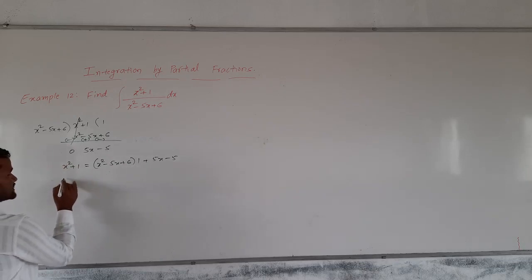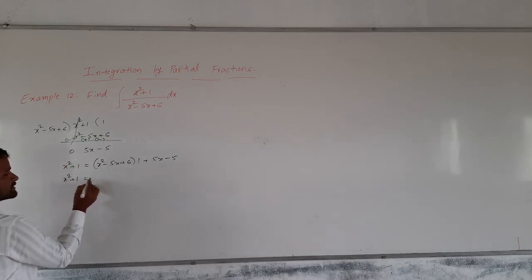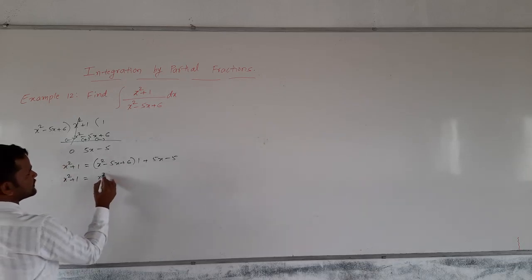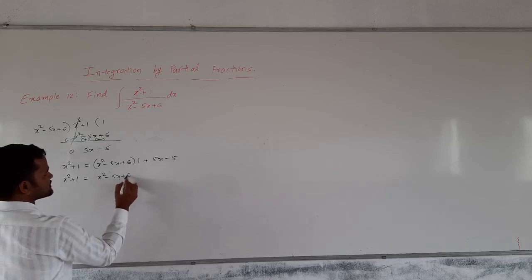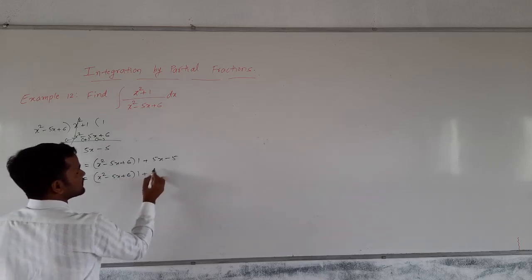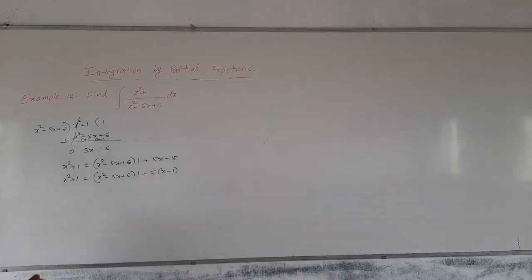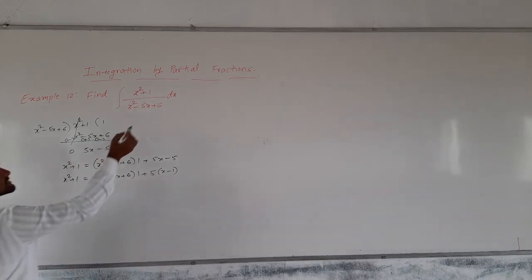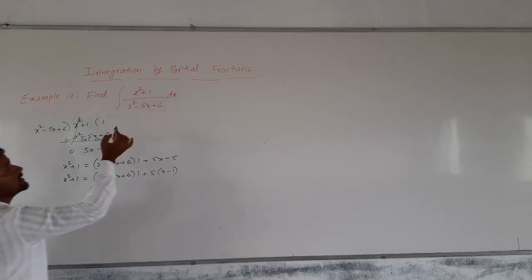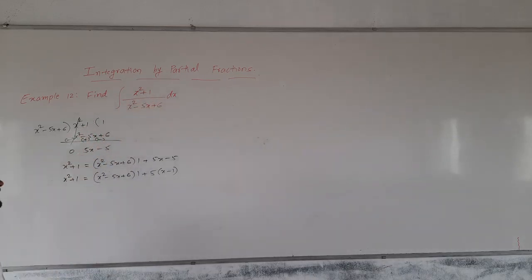Okay, this can be taken in one more step. X square plus 1 is equal to x square minus 5x plus 6 into 1 plus 5 into x minus 1, where 5 is common. Next, what is there in our integral? We have x square plus 1 by x square minus 5x plus 6.